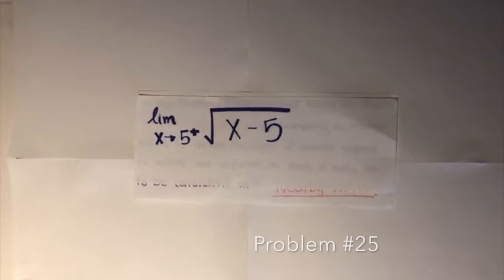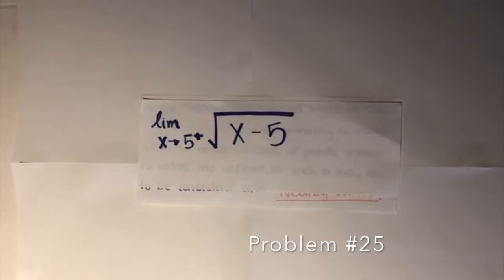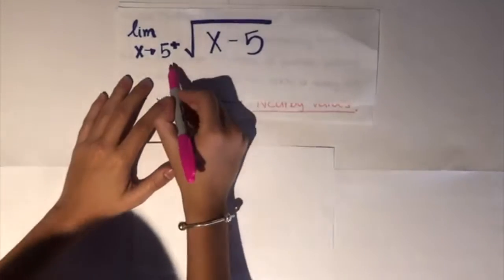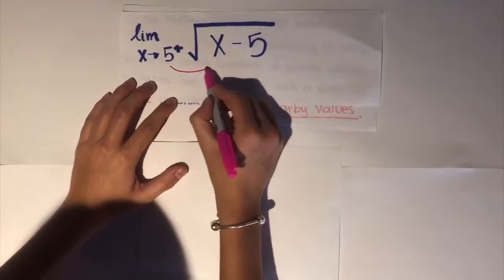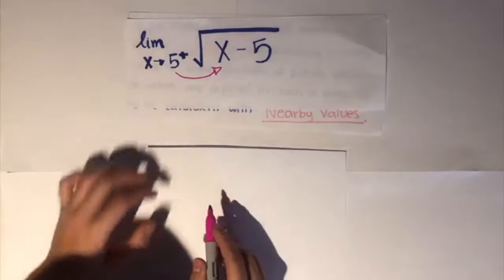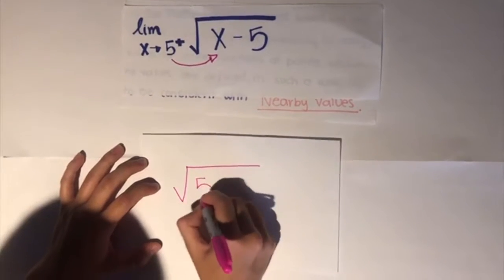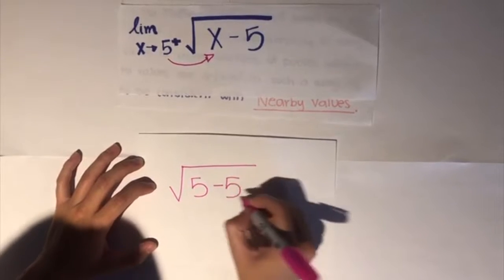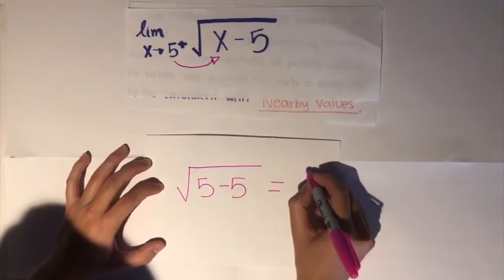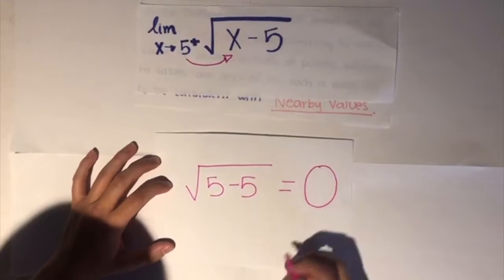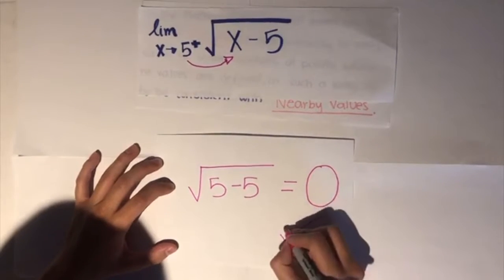The problem given is the limit as x extends to 5 from the right side of the square root of x minus 5. So we need to plug in the 5 where the x is, in this case inside the square root. Then subtract, 5 minus 5, which is 0, and then calculate the square root of 0, which is 0. That will be your answer, since the limit as x approaches 5 from the right side is 0.